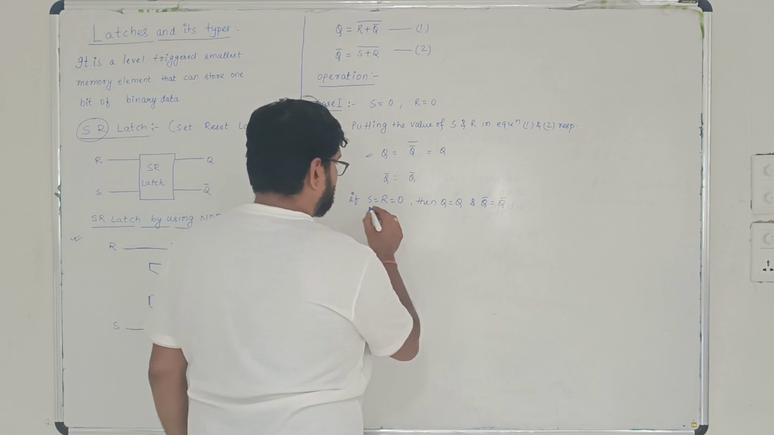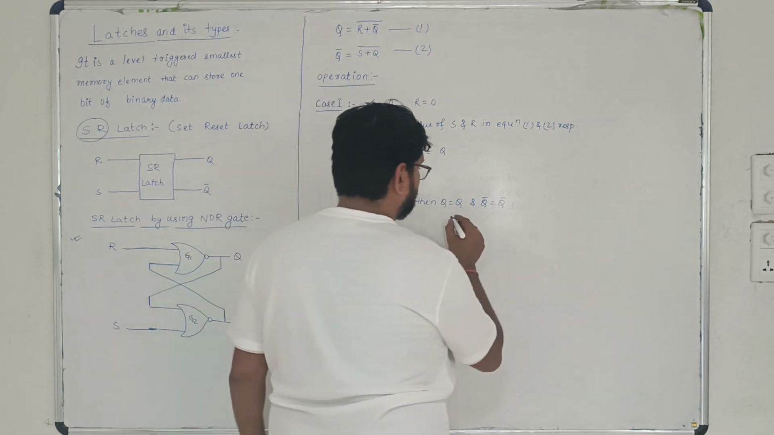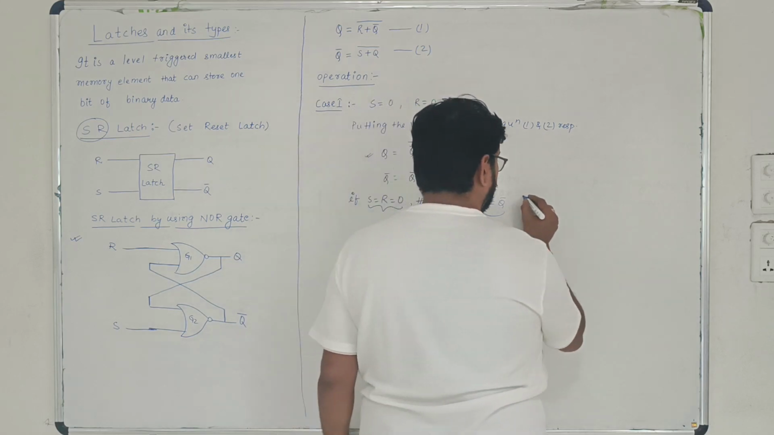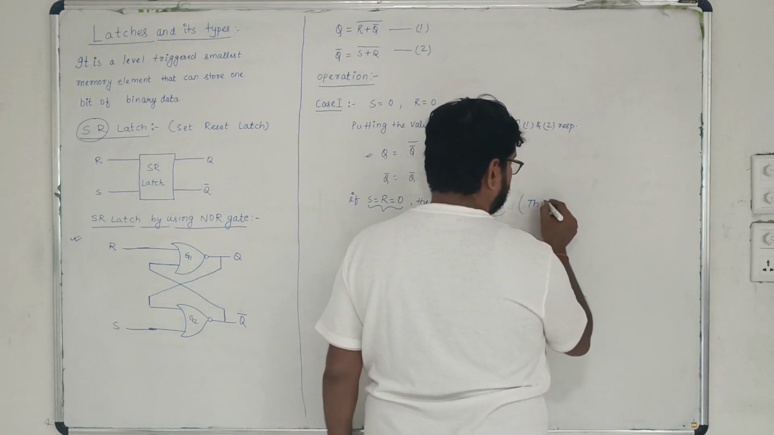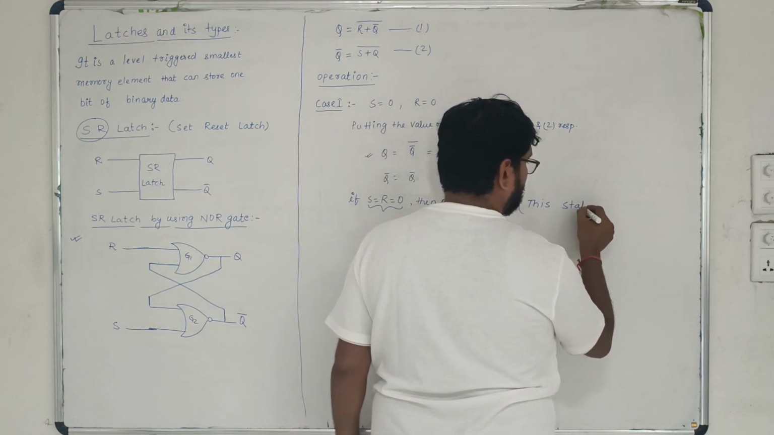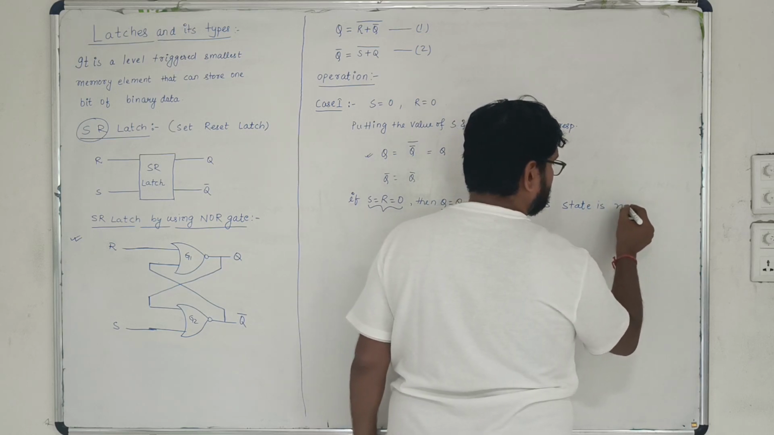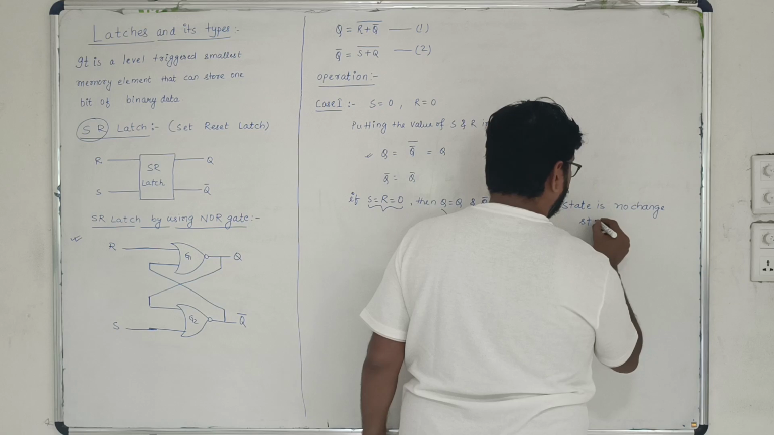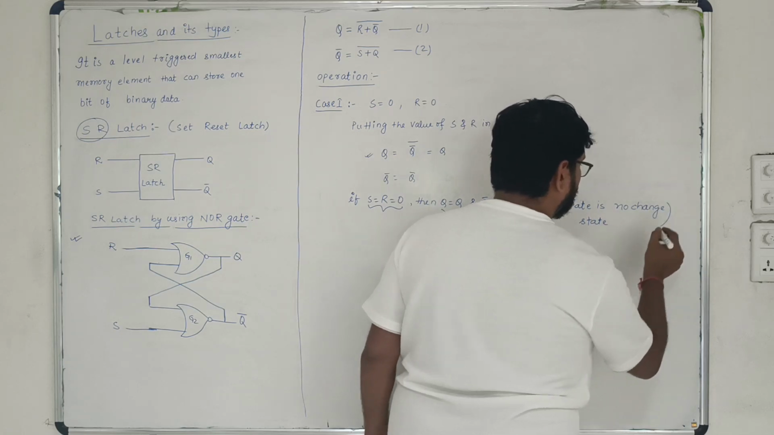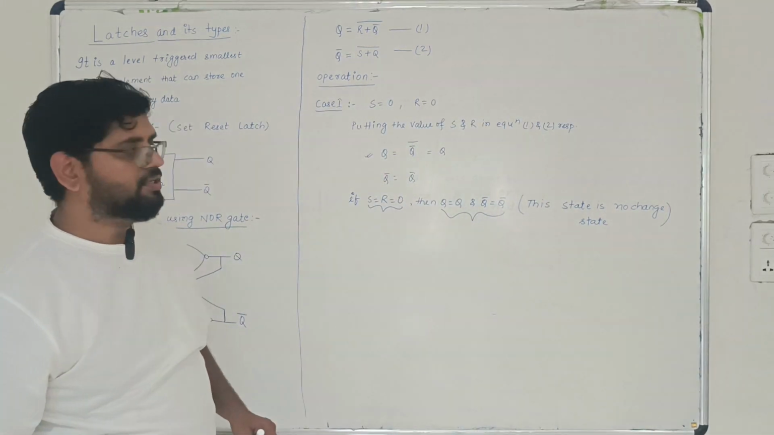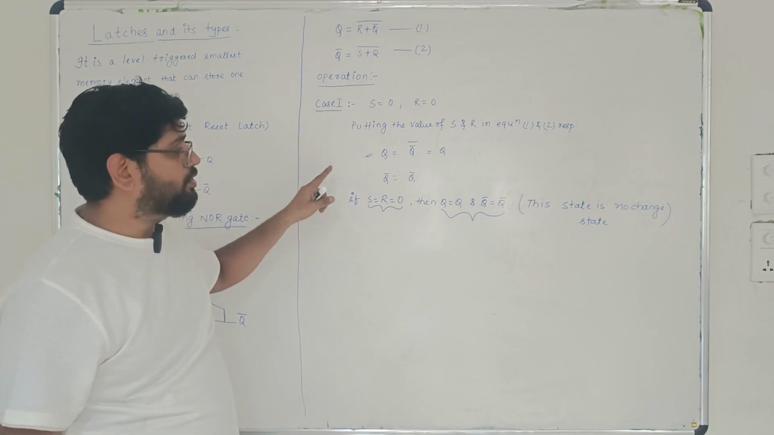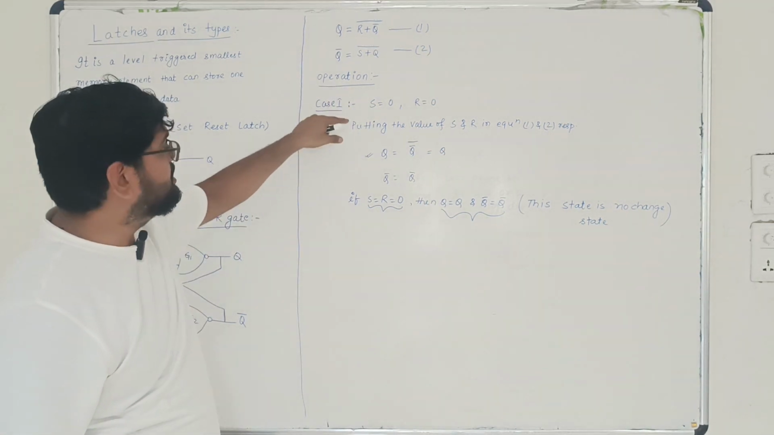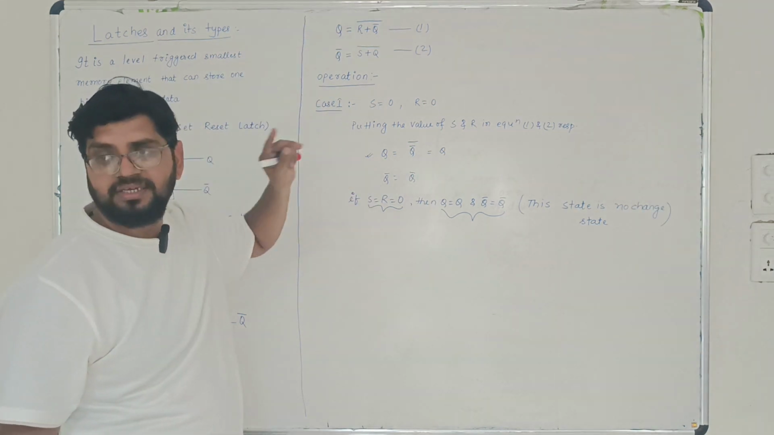Now, since S equals to R equals to 0 gives us Q equals to Q and Q bar equals to Q bar, hence we can say that this state is the no change state, isn't it? Any one of you can say that. We are not making any change anywhere. So therefore, it is called no change. Understood? I think it is quite gettable. If we put these values in these equations, we'll get the same expression.